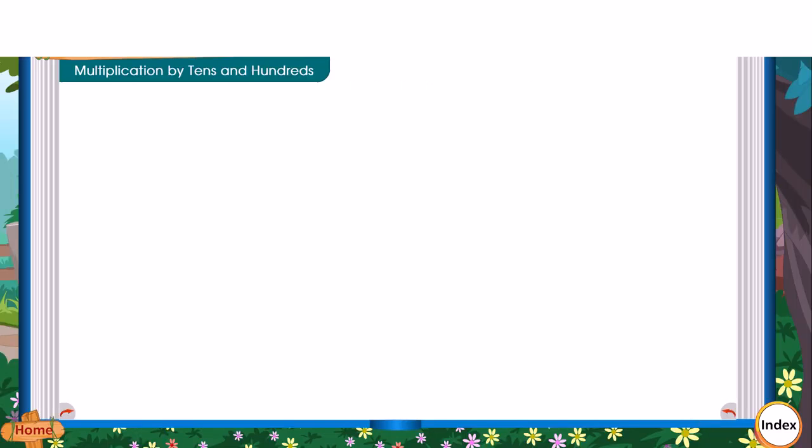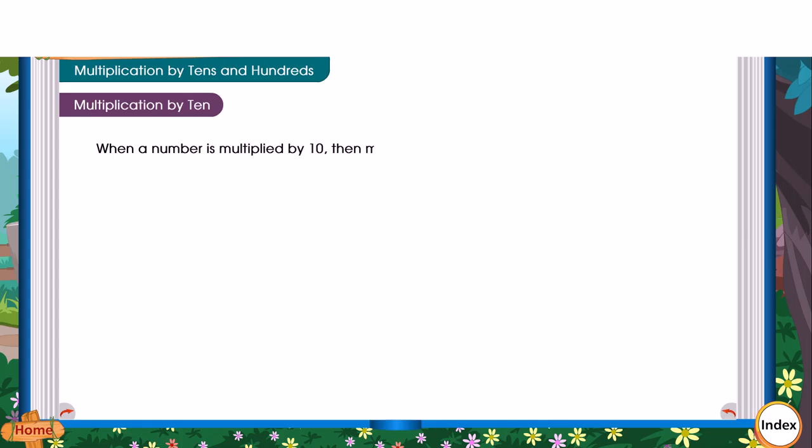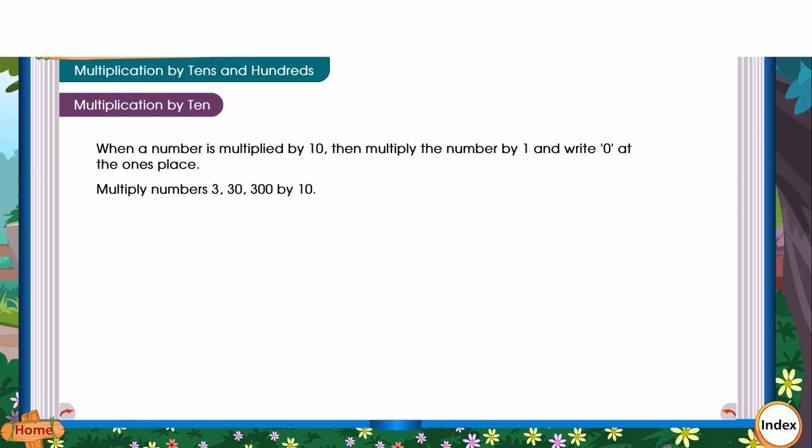Multiplication by 10 and 100. Multiplication by 10. When a number is multiplied by 10, then multiply the number by 1 and write 0 at the ones place. Multiply numbers 3, 30, 300 by 10. 3 into 10 is equal to 30. 30 into 10 is equal to 300. 300 into 10 is equal to 3000.